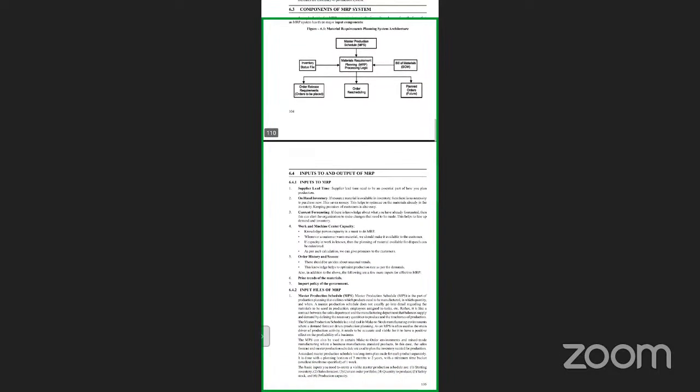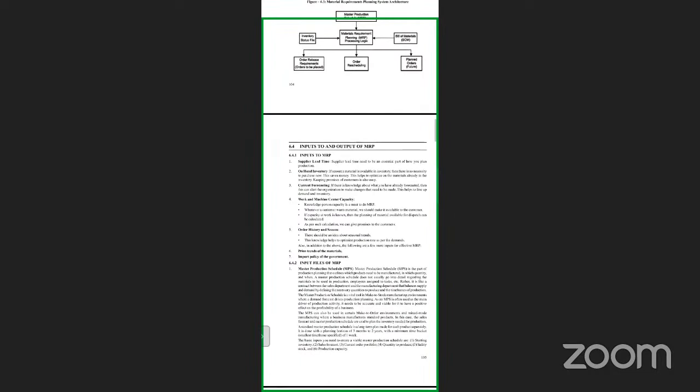Inputs to and output of MRP. So what are the inputs that are required and what is the output for the MRP? Inputs to MRP, under that, is supplier lead time. So here we want to know what the supplier lead time is, an essential part of how you plan production. And on-hand inventory means if the resource material is available and there is no necessity to purchase new, this will save money and it will also optimize the materials already in the inventory, and it keeps promises to customers on time.